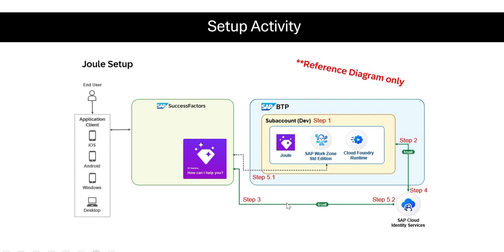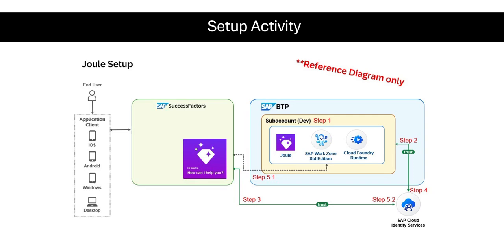Then the third step, here we are maintaining the navigation scenarios, to maintain the targets and systems and everything. Next, the fourth step. Here we will add the trusted domains in our SAP Identity Services. Finally, the fifth step, we will navigate the navigation scenarios wherever you want to navigate for the application.